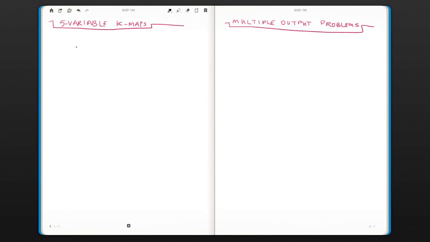For the K-maps, I will talk about two different approaches to two different problems. One is the 5-variable K-maps and one is the multiple output problems. So for 5-variable K-maps, think that you have 5 inputs, A, B, C, D, E. In this case, you have a total of 32 squares that you need to put in a K-map. Of course we cannot make it that big, so it's going to be difficult. So the approach is to make two 4 by 4 matrices.